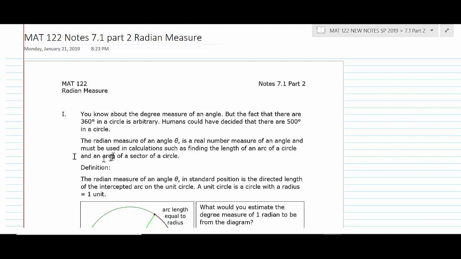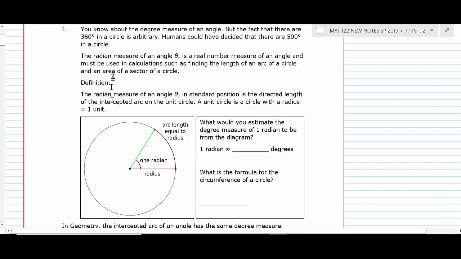So anyway, a radian measure is actually a real number measure. It's more like a discovery based on things that we know about a circle, and it has a lot to do with the number pi. The first thing I want to show you is the definition. We say the radian measure of an angle is the directed length of the intercepted arc on the unit circle. A unit circle just means you have a radius of 1.